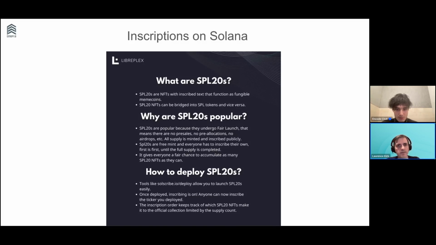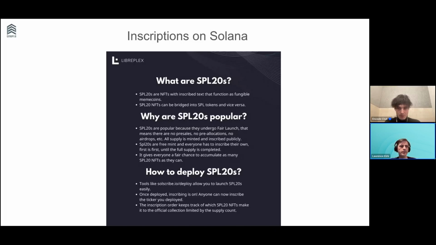And this all then ties into the speculation and the trading of these assets. So with an SPL20, what we can do is, for a particular fungible token, we can associate a number of these indexes with that, which people then can buy and sell. So it's a way of splitting one fungible token out into a number of parts.